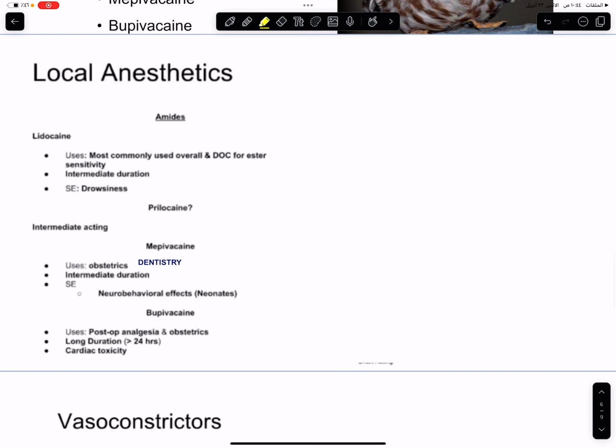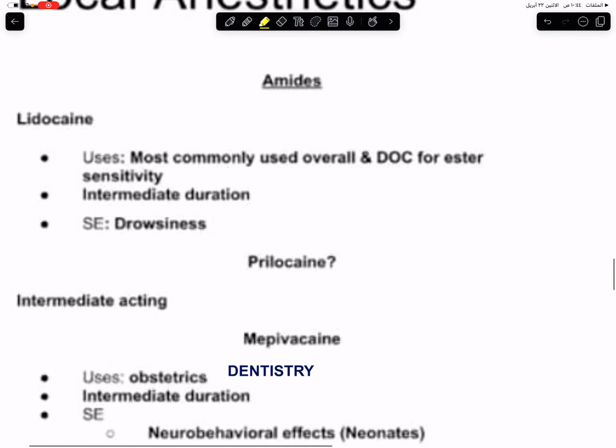Second one is prilocaine, intermediate acting. Some reports of toxicity are there with prilocaine. So sometimes we use it, sometimes we say no because there is more possibility. The third one, if you go downstairs, mepivacaine. Mepivacaine we use nowadays because it is a better option, intermediate action, but the side effect of drowsiness is less. It is there. All the local anesthetics, especially amides, cause drowsiness, but lidocaine causes slightly more.